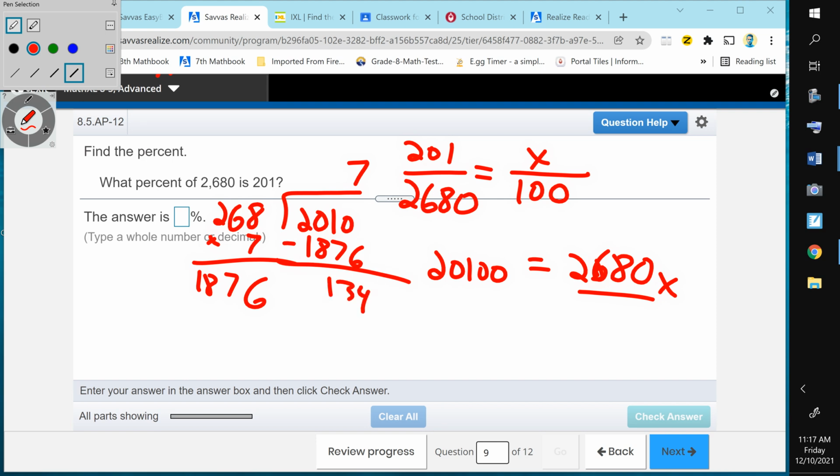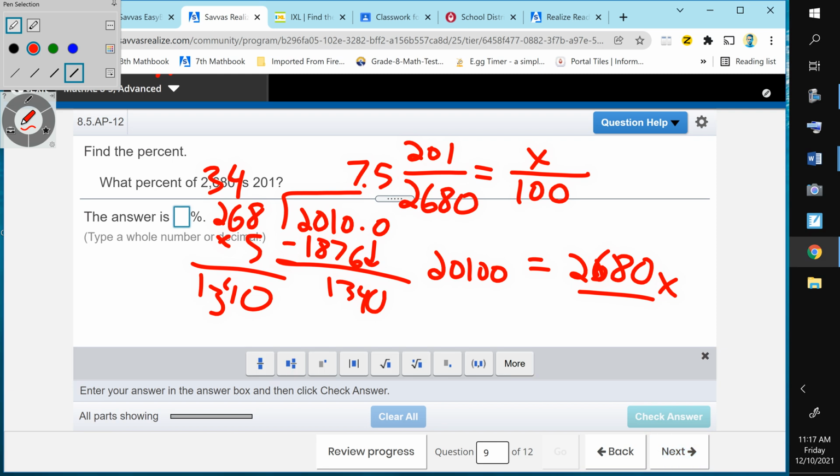I'm sorry I'm not showing you the work. Decimal, decimal, 0, bring it down. Please be 5 so that I can be done with this. I'm guessing 34, 3, 10, 13, and it is, which is great news because that means we're done with that. 7.5, enter.